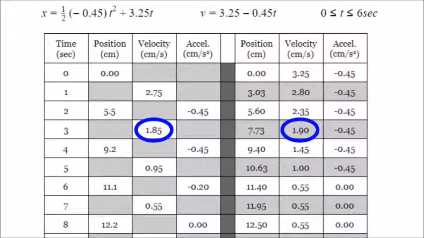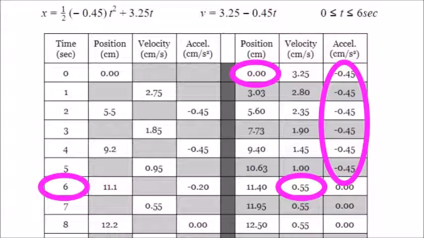Well, why not? Well, why should they? I built my model to do a thing, to get from position 0 to a speed of 0.55 centimeters per second in a time of 6 seconds with this given acceleration. That's what I did, and it does it.